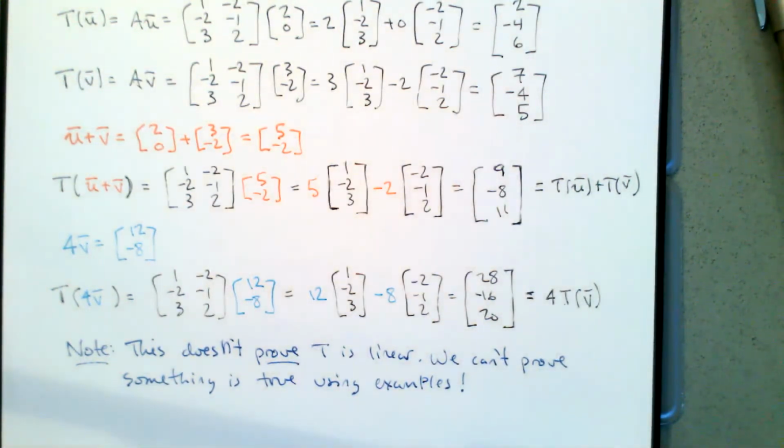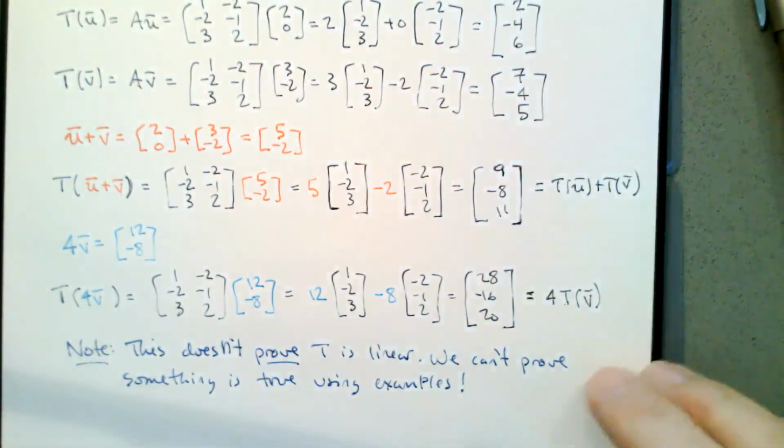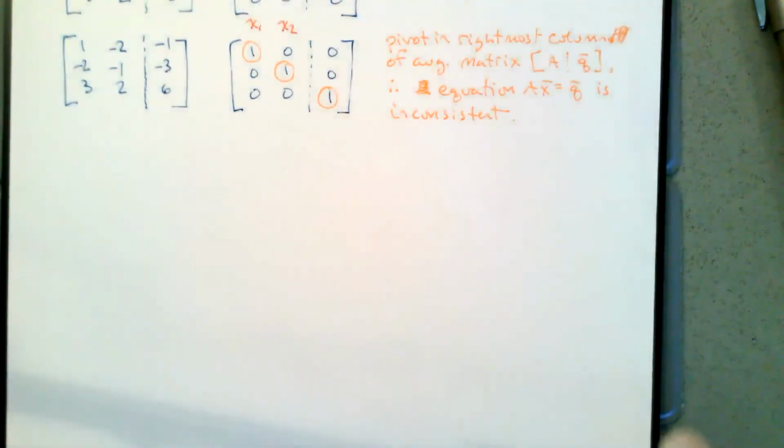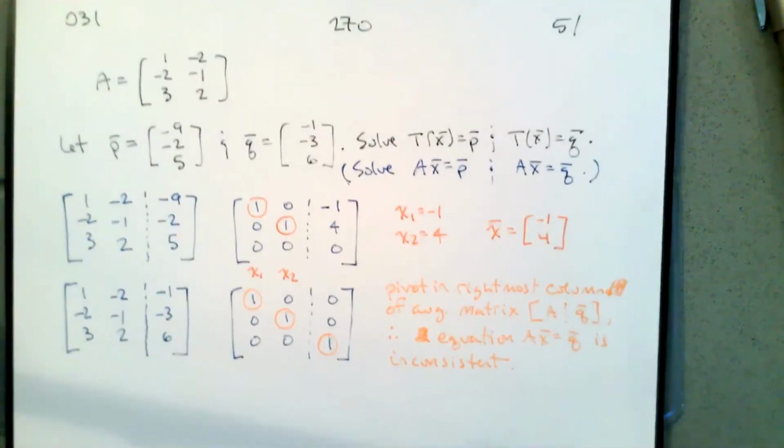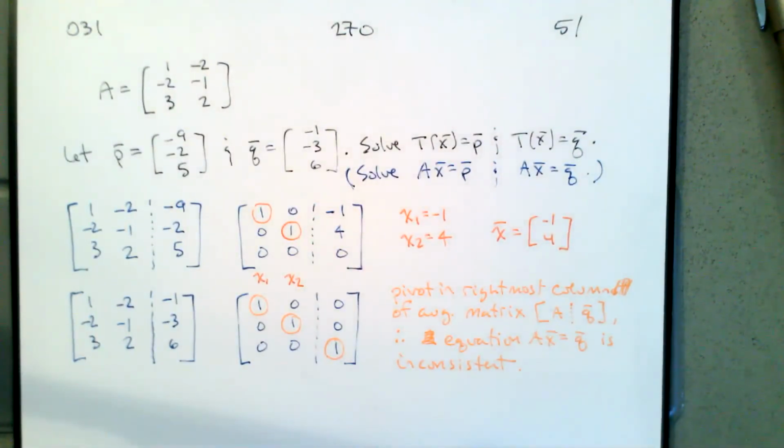All right. In this case, we've started with a vector in the domain and found the image in the codomain. In math, we have to learn things forwards and backwards. So let's do the reverse. Still going to use the matrix A, but let's say P and Q are vectors in R3. So P is negative 9, negative 2, 5, and Q is negative 1, negative 3, 6. And let's suppose that we want to find x such that T of x is equal to P, and find another x such that T of x is equal to Q.